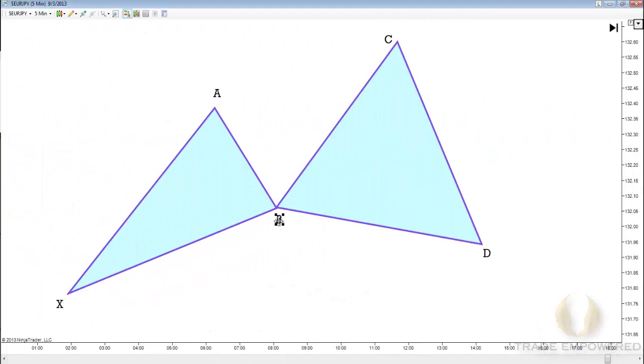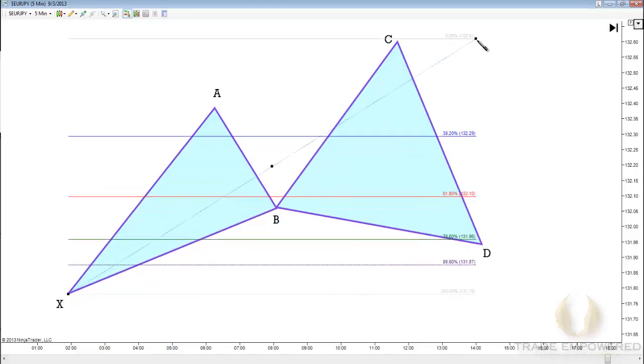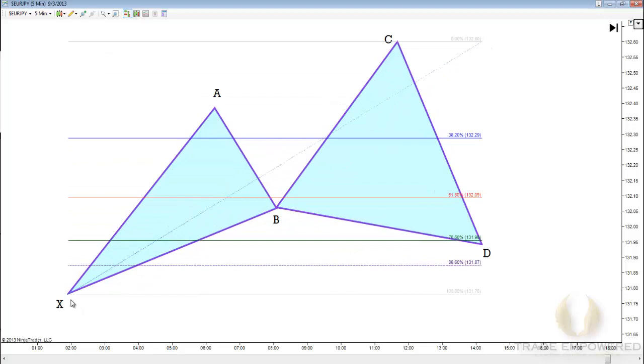Okay, so here's our Cypher pattern. Now, our entry level is always going to be exactly at our D leg. So remember, our D leg comes in at a 786 Fibonacci retracement, taking from our X leg to our C leg. This is where we're going to rest our orders. For stops, stops need to be 10 pips below this X leg. These are the initial rules: 10 pips below the X leg. If this were reversed, then it would be 10 pips above.